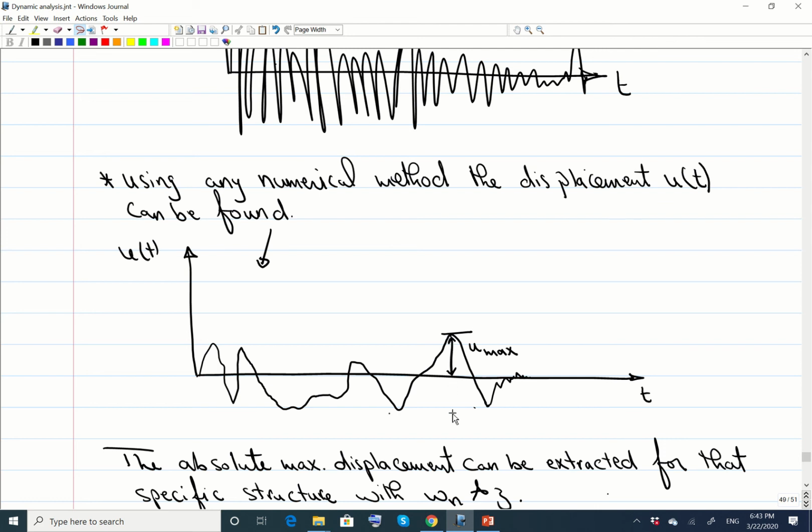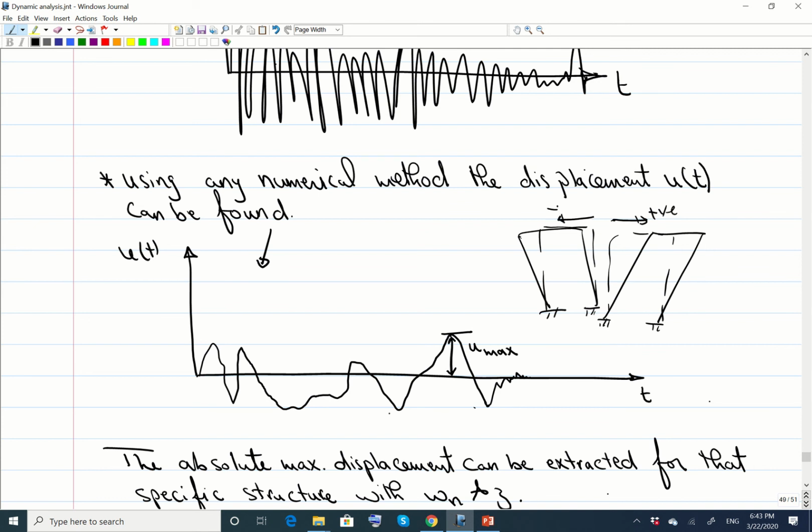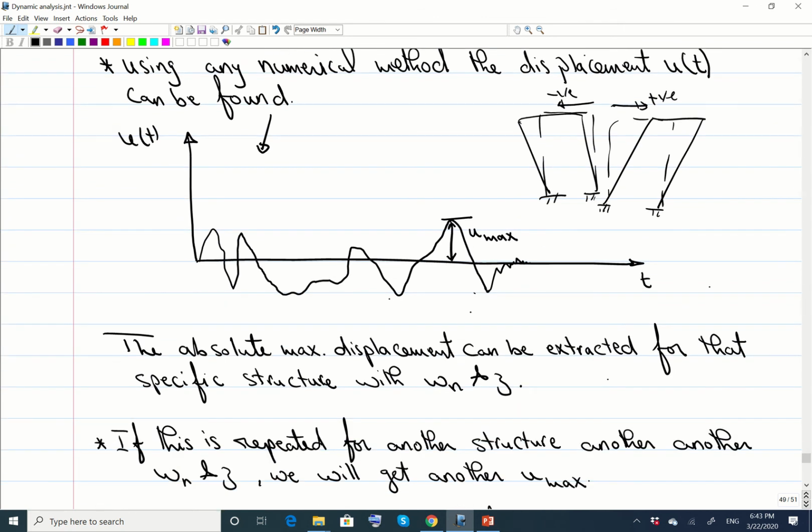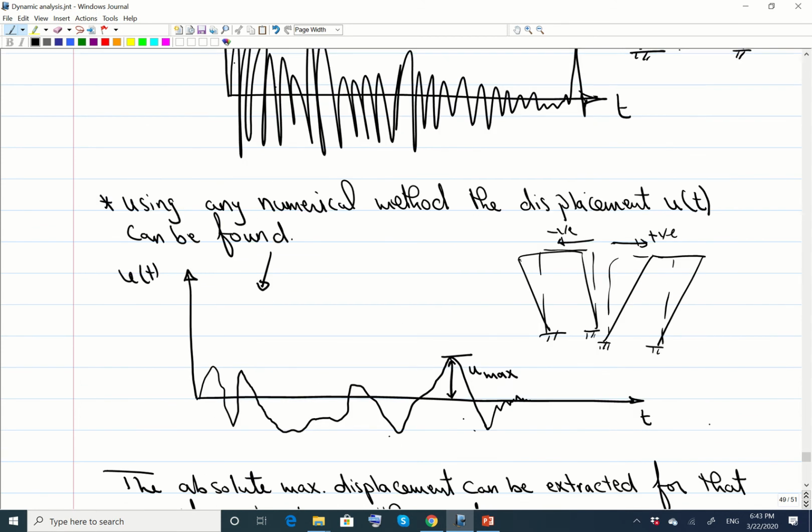I don't care if it's positive or negative. What's the difference between positive or negative? I have this frame. Positive maybe means it's in this direction, negative means it's in this direction. I don't care which direction, so it's the absolute value. Here, this is positive, and here, this is negative. I'm going to extract the maximum value, whether it's positive or negative. So this maximum displacement is so important. This is what I want to extract. So when I do the numerical analysis to find the response, after finishing, all I need is U maximum.